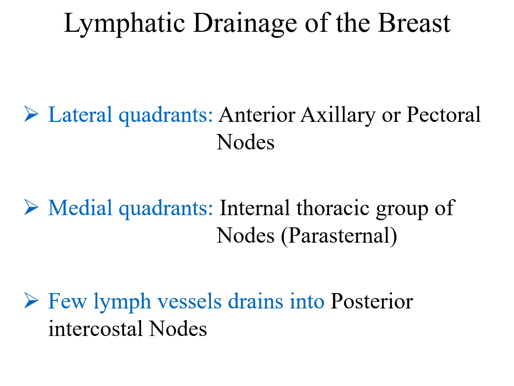As far as the lymphatic drainage of the breast is concerned, the lateral quadrants, as we have discussed, meaning supralateral and infralateral, are draining into the anterior axillary or pectoral nodes. The medial quadrants, supro and inframedial, both are draining into the internal thoracic group of nodes, which are parasternal nodes, and a few lymphatic vessels drain into the posterior intercostal nodes.